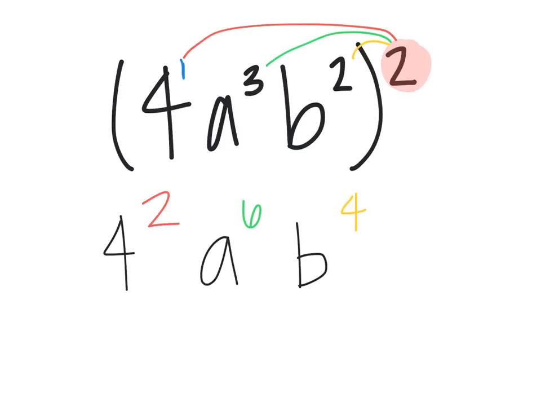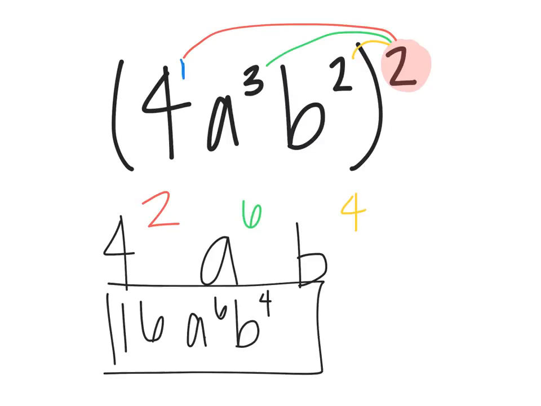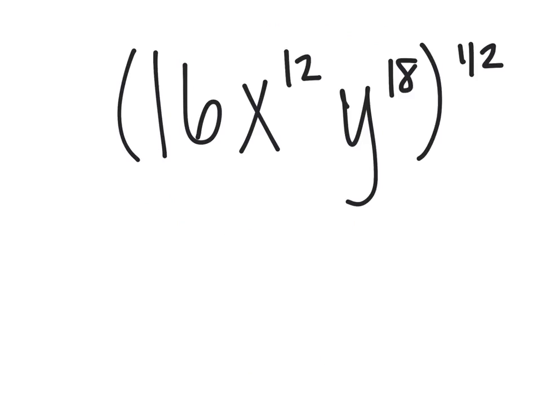And then I can actually simplify that even further because I know what 4 squared is. 4 squared is actually 16, so my answer is 16, A to the 6th, B to the 4th. And again, use your calculator to help you with that math because we don't want you to get the wrong answer just because you do the math incorrectly. So we have one more problem we're going to look at.